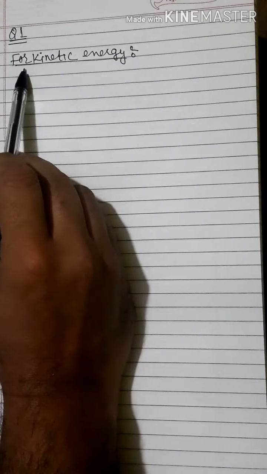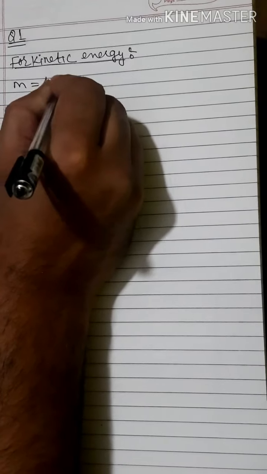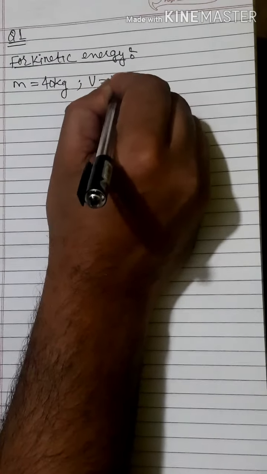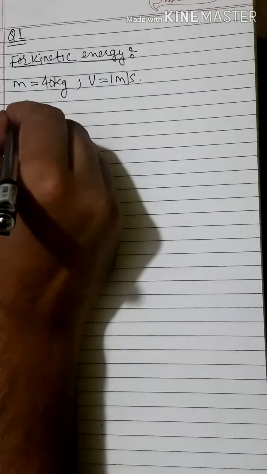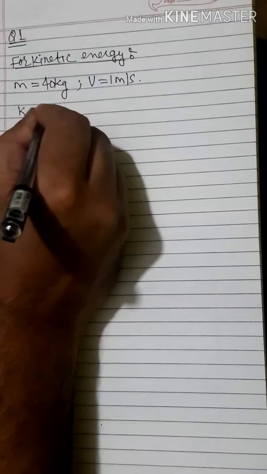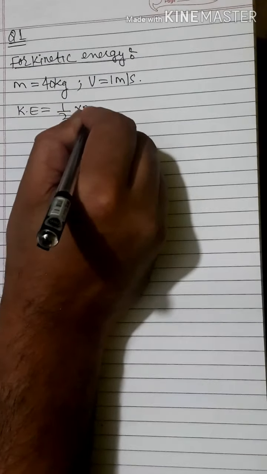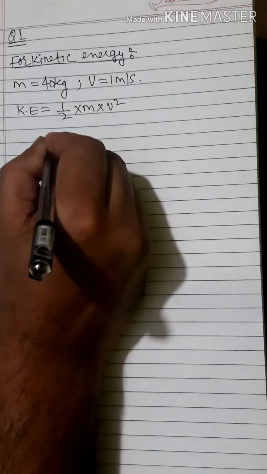Okay, so now let us calculate his kinetic energy first. What is the mass of the body given? The mass of the body is given as 40 kg. And what is the velocity he's running? He's running with a velocity of 1 meter per second. As you are aware, what is the relation that gives us kinetic energy? Kinetic energy is equal to half into m into v square.